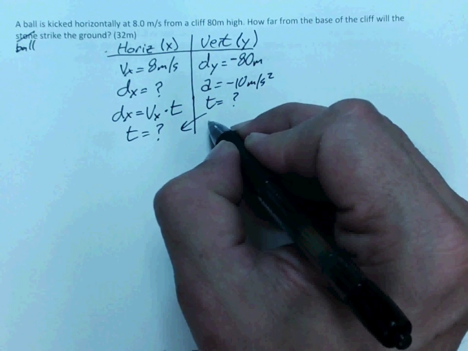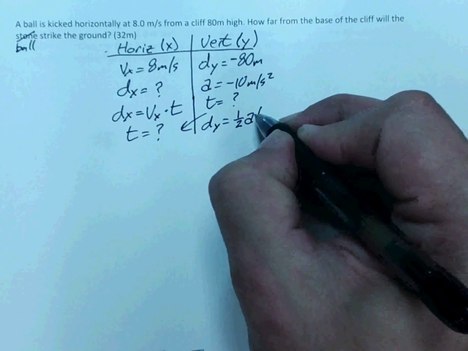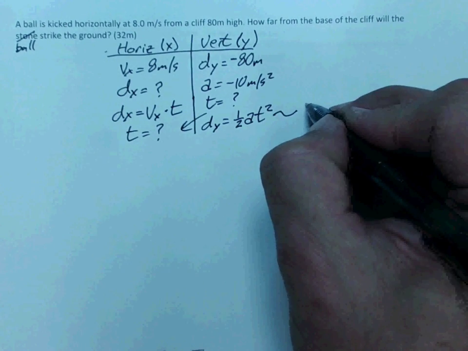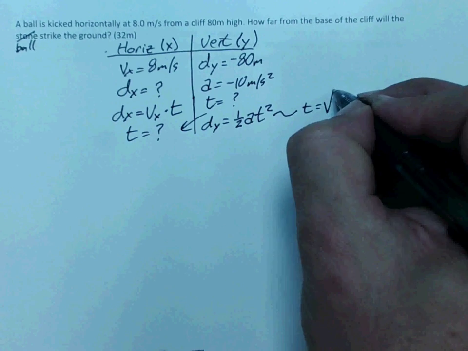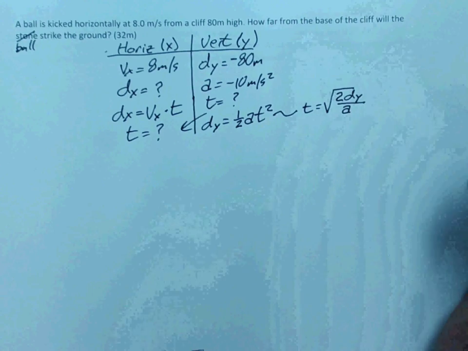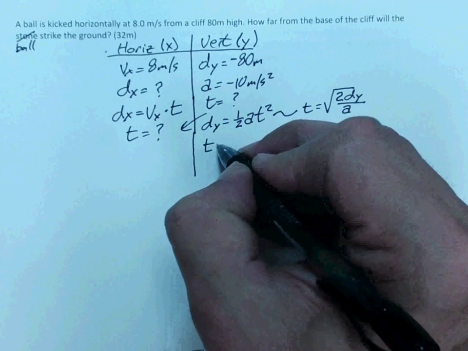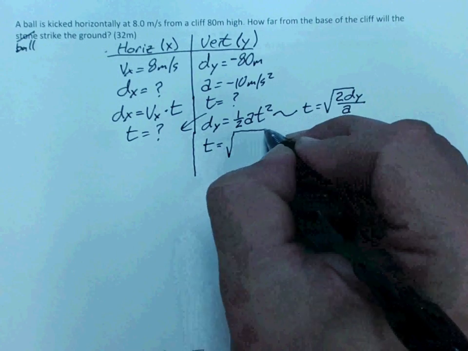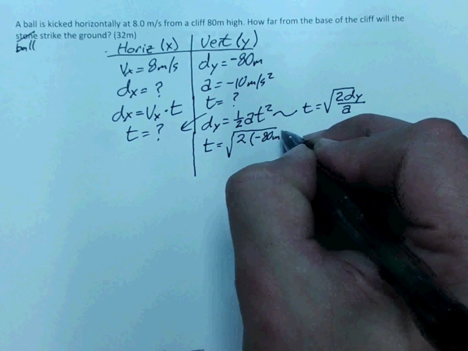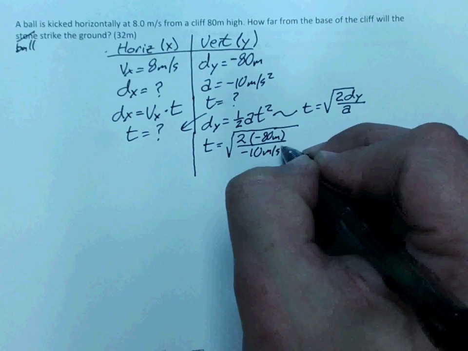I have the equation that says that dy is equal to 1/2 a t squared. So if I rearrange that equation, I end up with t is equal to the square root of 2 dy over a. So I'm going to substitute in on this side and solve for t over here. T is equal to the square root of 2 times dy, negative 80 meters, divided by negative 10 meters per second squared.